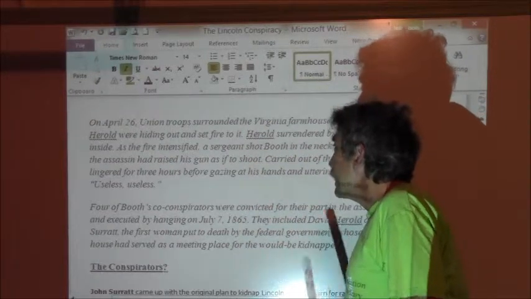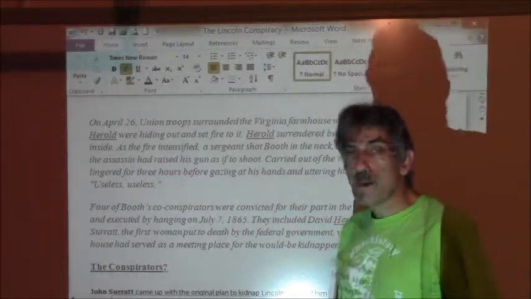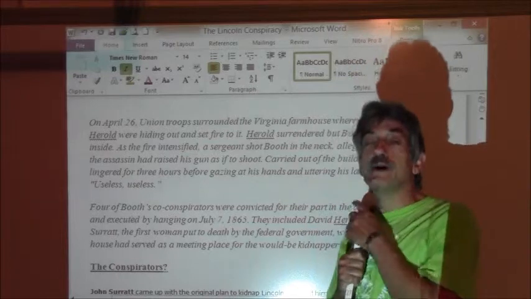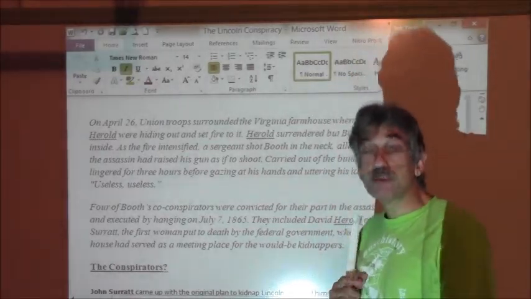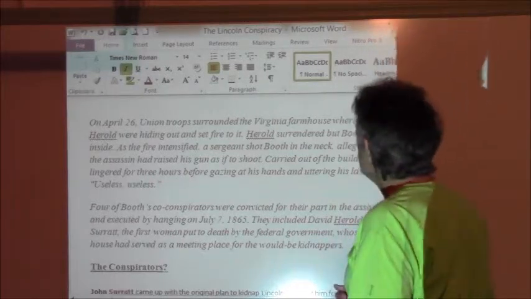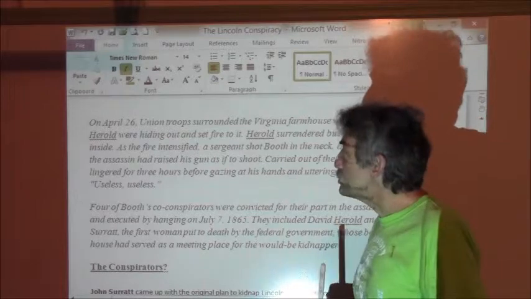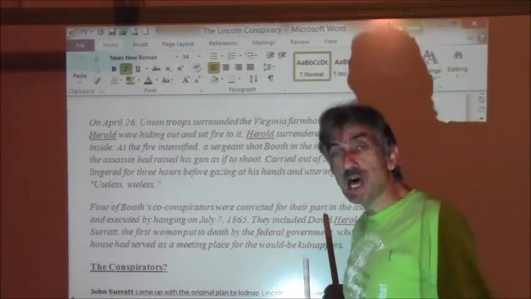So there they are hiding out. On April 26, Union troops surrounded this Virginia farmhouse where Booth and Herod were holed up. They tried to force them out of the farmhouse. They set fire to the barn. Well, once they set fire to the barn and now the main building, Herod gives up, but Booth remains inside.